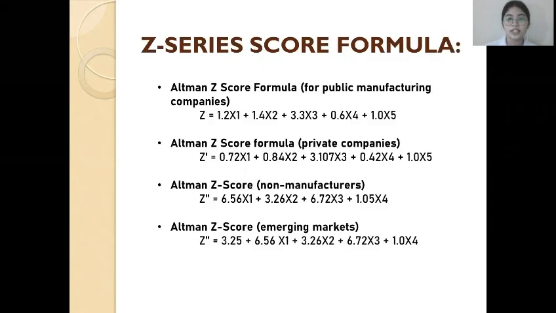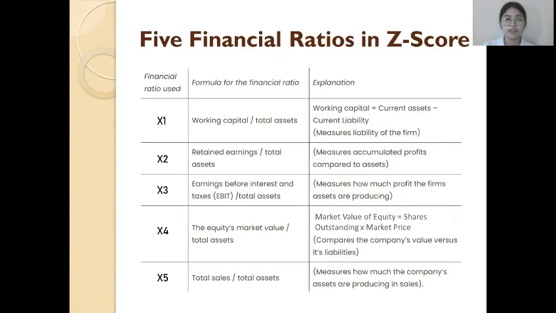There are Z-score formulas. The original Altman Z-score formula was designed for public manufacturing companies, but eventually Professor Edward Altman released other versions that are designed for private companies, non-manufacturers, and emerging markets. But before we discuss the Z-score formula, let's talk about first the five financial ratios in Z-score.